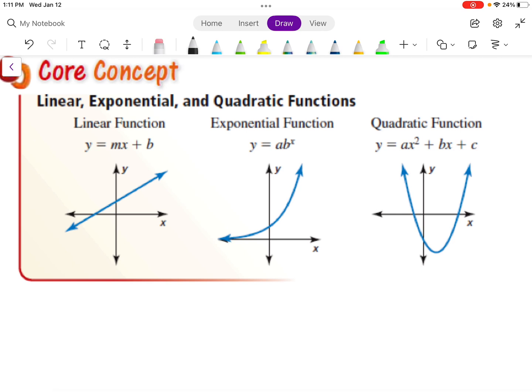Make sure you have all this in your notes. If you look at a linear function, the graph is going to be a line. And the equation we use, if you want to find the equation of the line, is y equals mx plus b. Just a quick reminder that m is the slope, and b is the y-intercept.